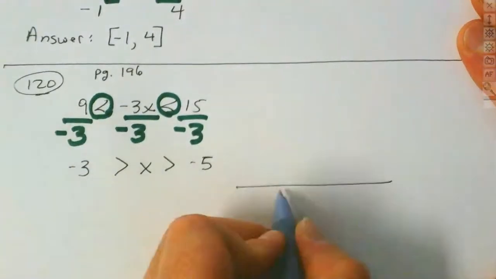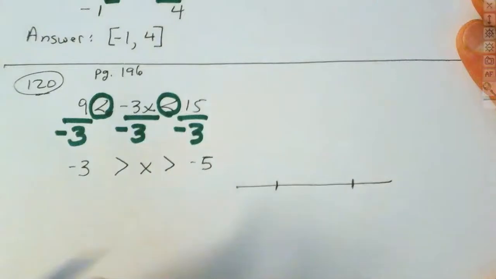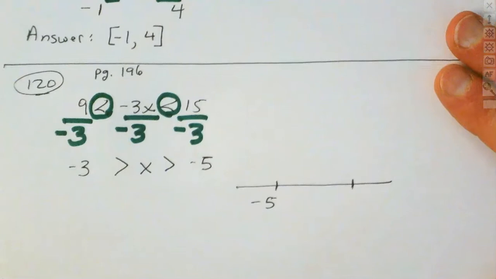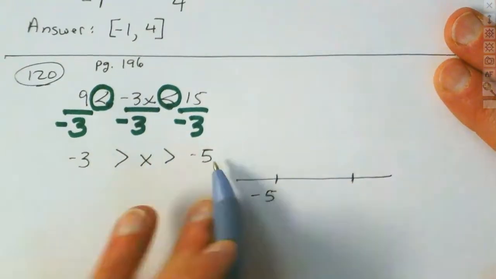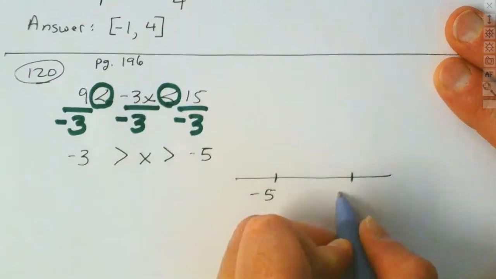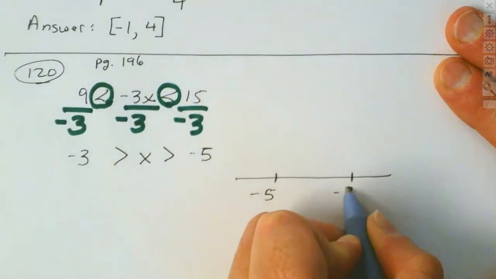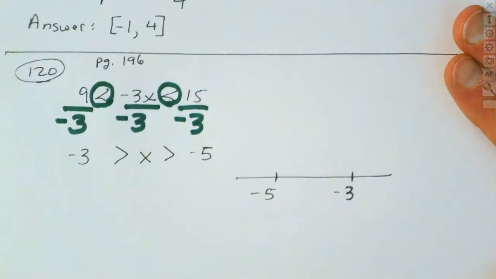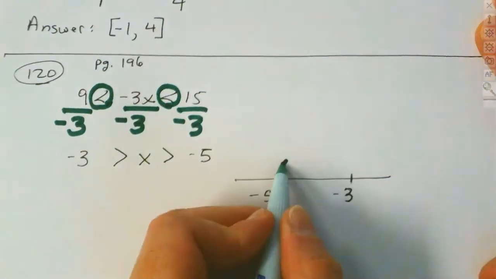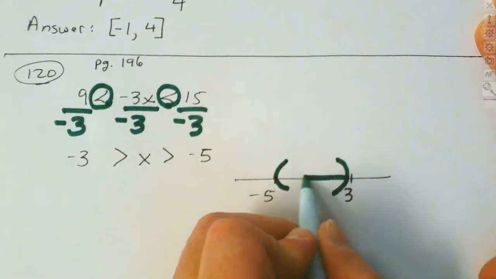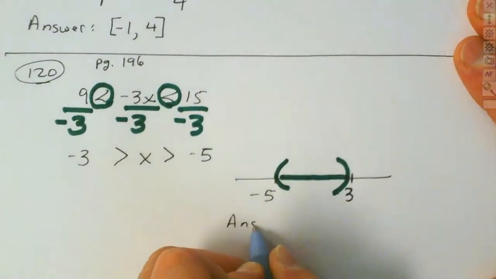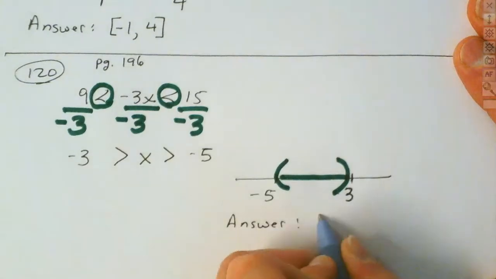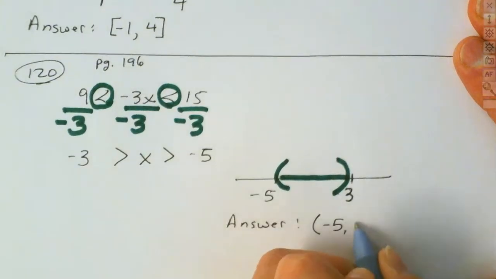On the number line, which one is smaller? Negative 5. So see the order switched because we switched the inequality symbol. So make sure when you put it on the number line that you switch the order as well. So minus 5, and minus 3 is on the right because it's the larger number. And what do these get now? Parentheses. And there's your answer. And what does it look like now in interval notation? Okay, it looks like parentheses minus 5 to minus 3.